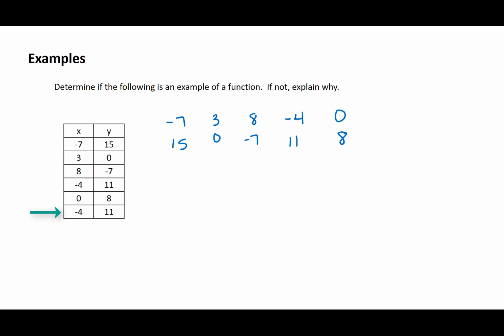I already know I used -4 in my domain, so I'm going to come right over here to -4. Now this one in the table, the second one, says it goes to 11. And in my original set here, it also says it goes to 11. So even though -4 is repeated, it's still matched with 11. So this would still be a function.